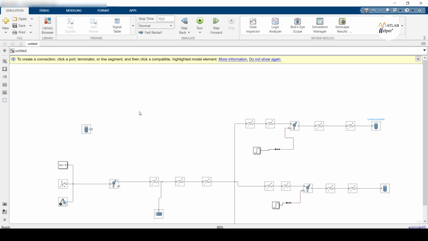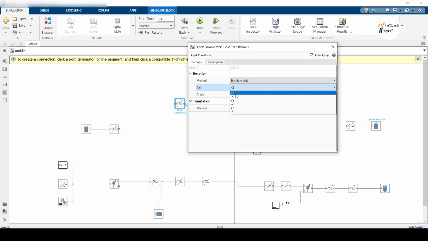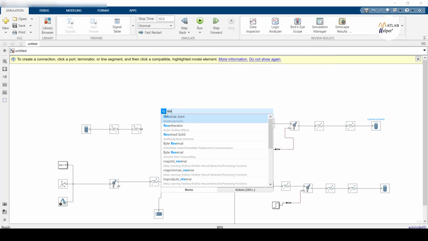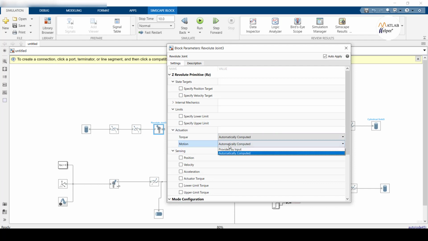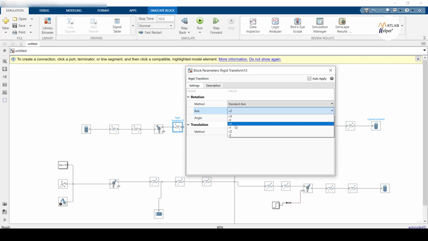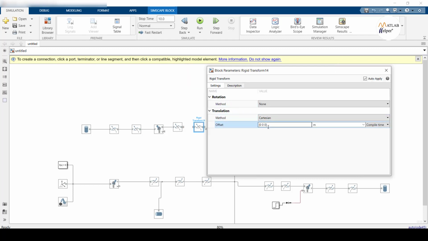Now, completing the model, connect the right arm with cylindrical solid of radii 0.1, a rigid transform of 0, minus 0.5, a rigid transform of rotation around plus x-axis and angle 90 degree, a revolute joint with same configuration of previous, a standard axis around minus y-axis with angle minus 90 degree, and a rigid transform with translation of 0, minus 0.3, 0.5 connecting the body.